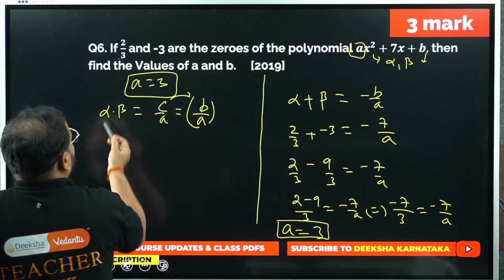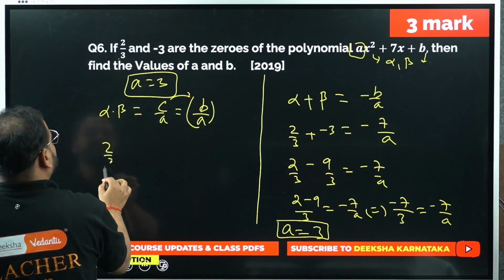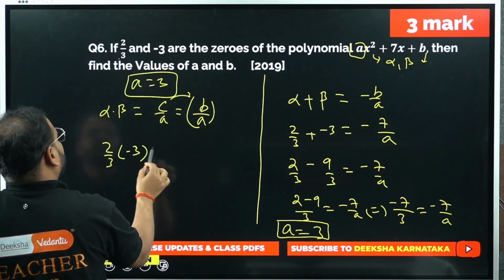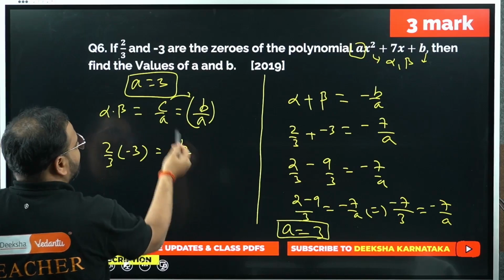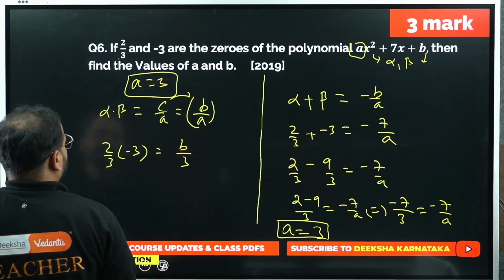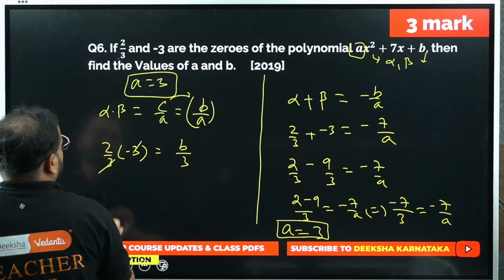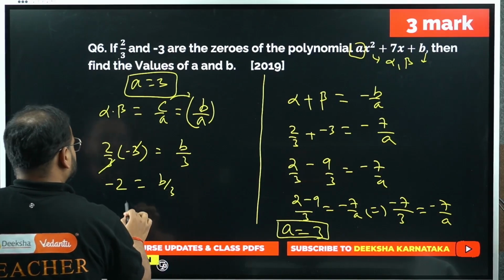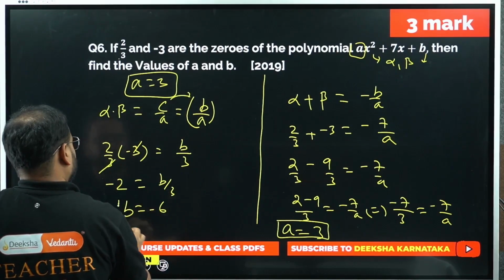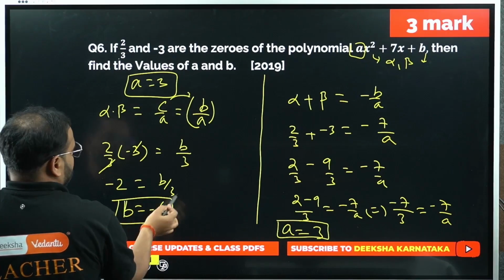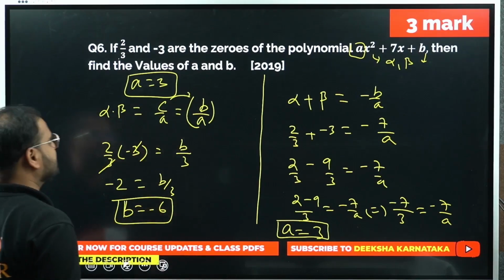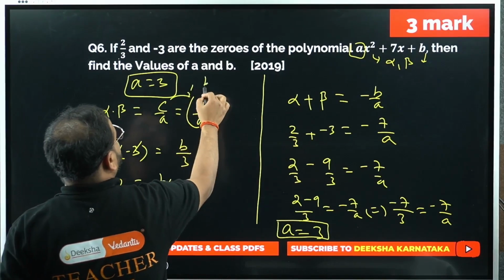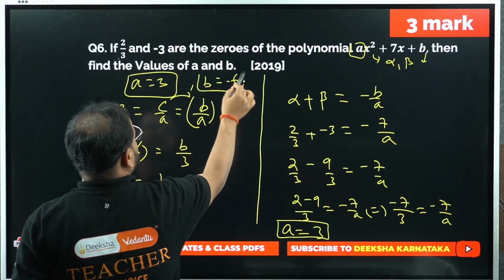Now what is alpha into beta? So 2 by 3 times of minus 3. What is B? What is a value? 3, sir. So compare. I can cancel this 3 with 3. I can get minus 2 equals to b by 3. So what is b equals to? Minus 6. How come, sir? Cross multiplication. Bring 3 over here. 3 into minus 2 is what? Minus 6. So my B value is coming as minus 6.